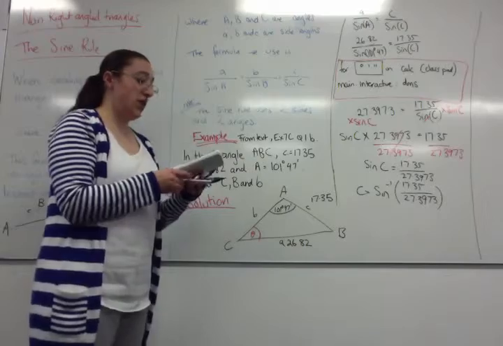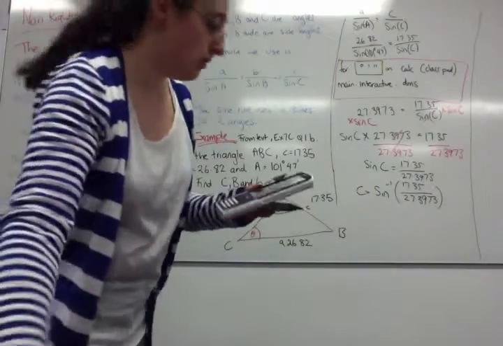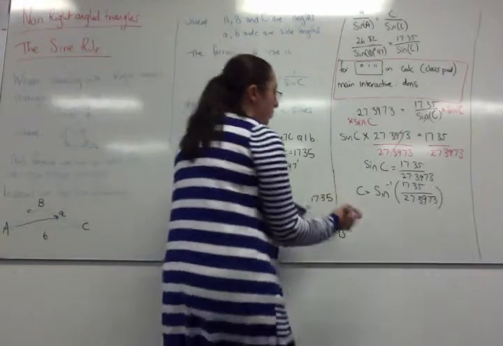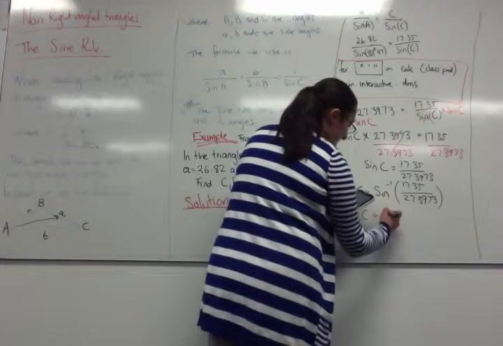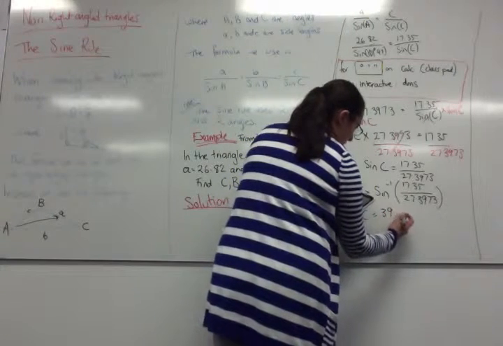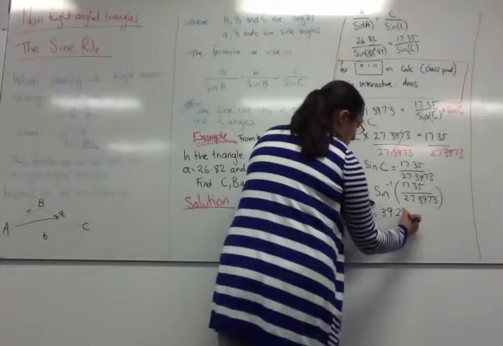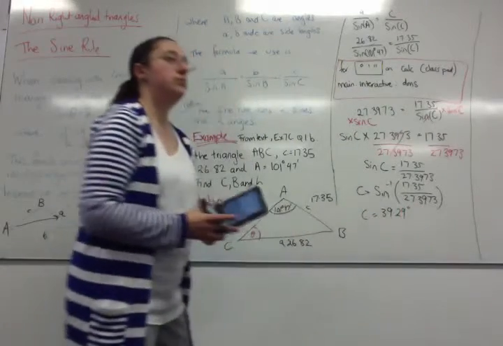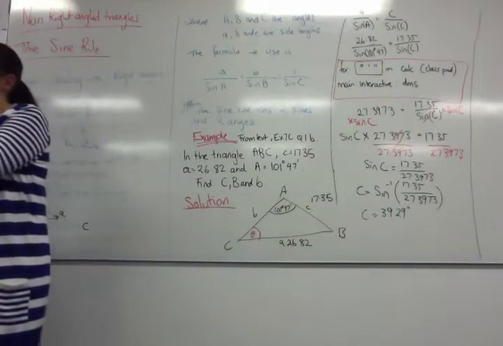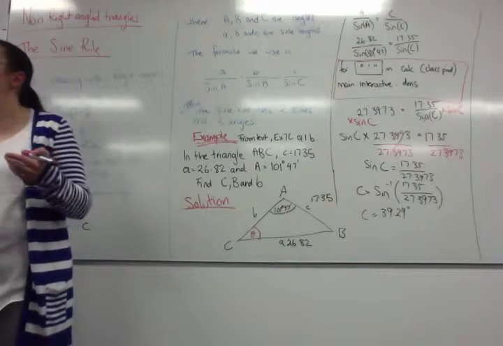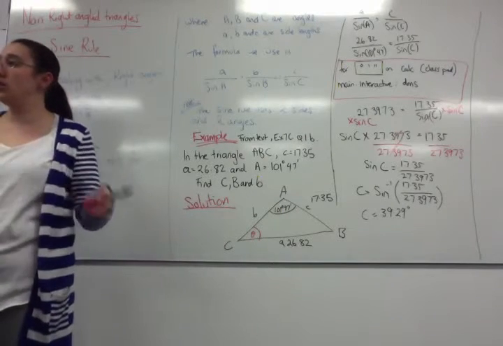So making sure that your calculator is in degrees, you end up with C is equal to 39.29 degrees. How do you get the degrees? We're finding an angle. When we're working on angles, our answer is going to end up with degrees.